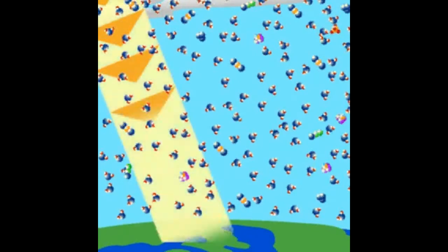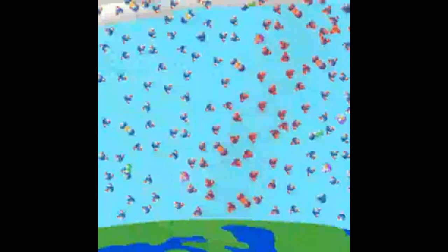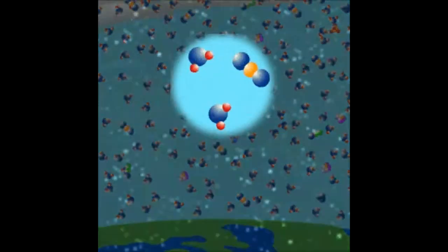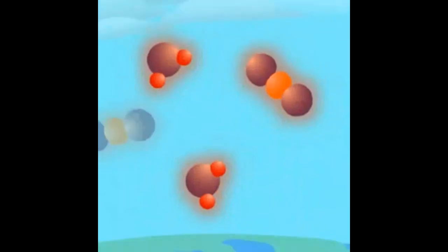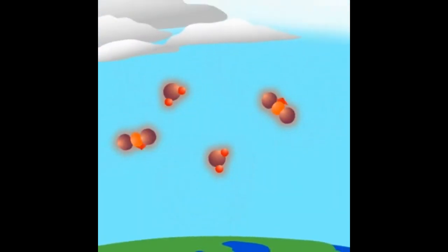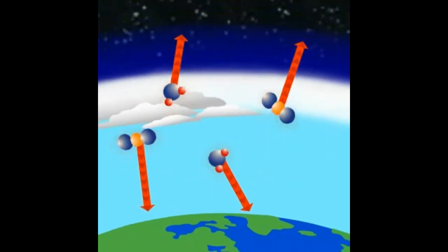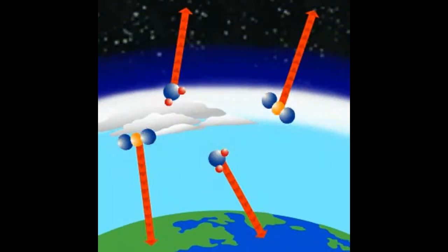Short-wave radiation from the sun passes through greenhouse gases, but long-wave radiation is absorbed by them. Greenhouse gases absorb long-wave radiation that is emitted by the surface of the Earth. Subsequently, they re-emit the energy as long-wave radiation in all directions. About half of the re-emitted long-wave radiation does escape into space and contributes to the planet's radiative equilibrium.